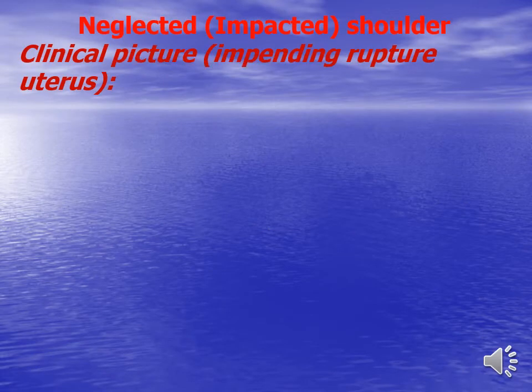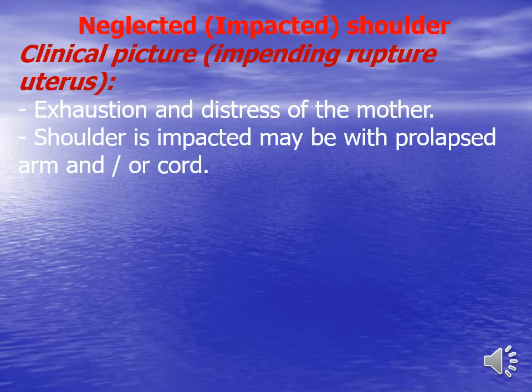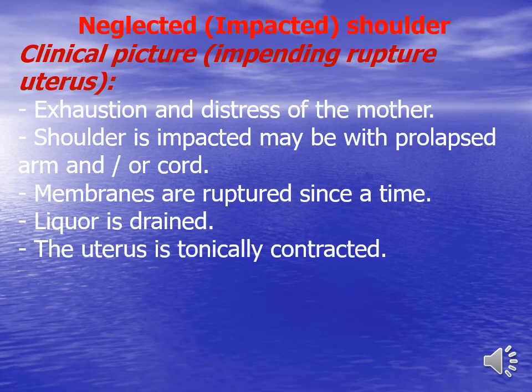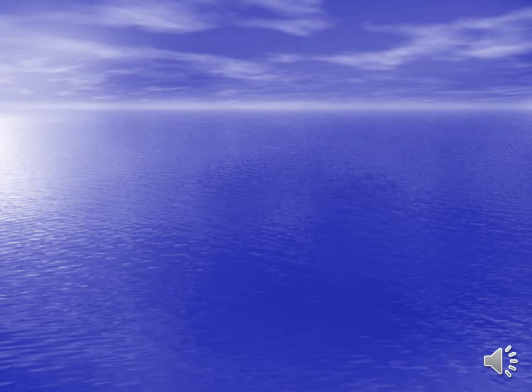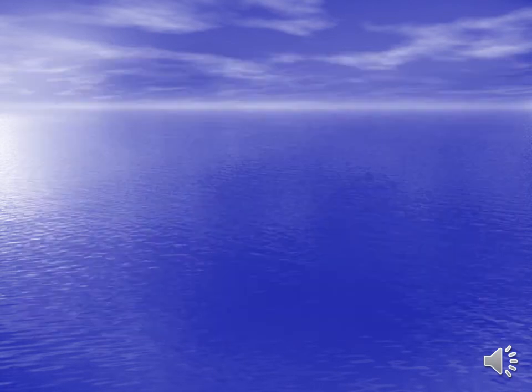Neglected shoulder. The clinical picture of the impending rupture of the uterus: exhaustion and distress of the mother. The shoulder is impacted, maybe with prolapsed arm or cord. Membranes have been ruptured for some time. Liquor is drained. The uterus is tonically contracted. The fetus is severely distressed. This is the picture of neglected shoulder.